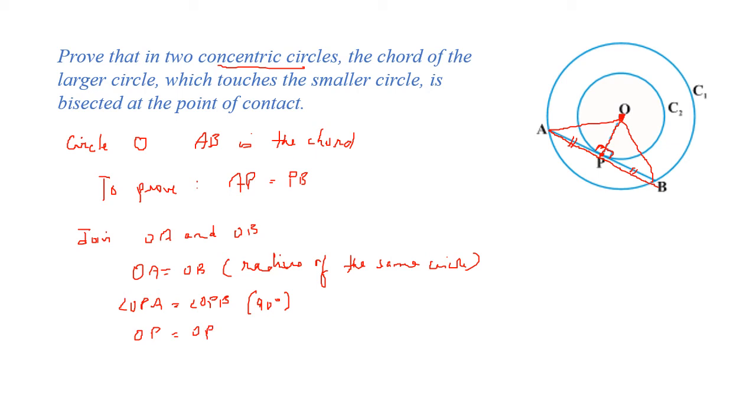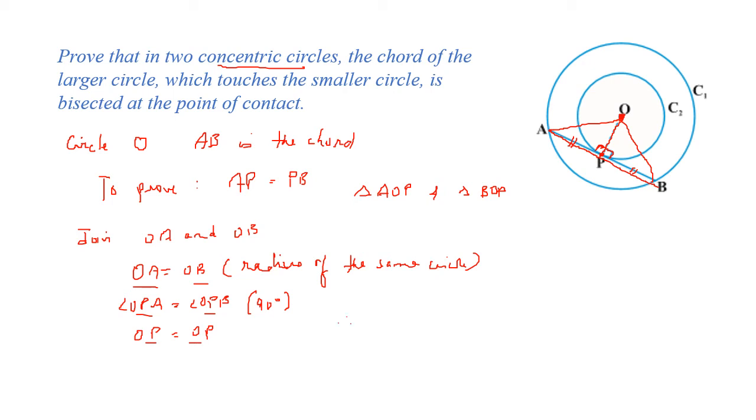So what I have taken: we have taken triangle AOP and triangle BOP, in which OA equal to OB, radius of the same circle, angle OPA equal to angle OPB, 90 degrees, and OP equal to OP, common side.